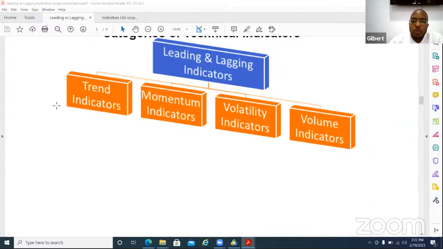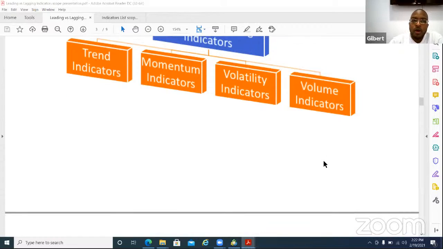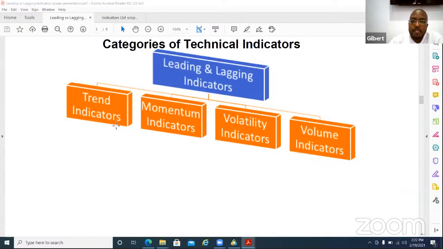So in total, these are the main four, but we'll add a fifth one, which is support and resistance. All right, so let's start with this classification first, and then we will look at all these indicators that are in these 4 or 5 categories, and then we'll try and place them into whether they are leading or lagging. And I'll also explain what leading and lagging means.